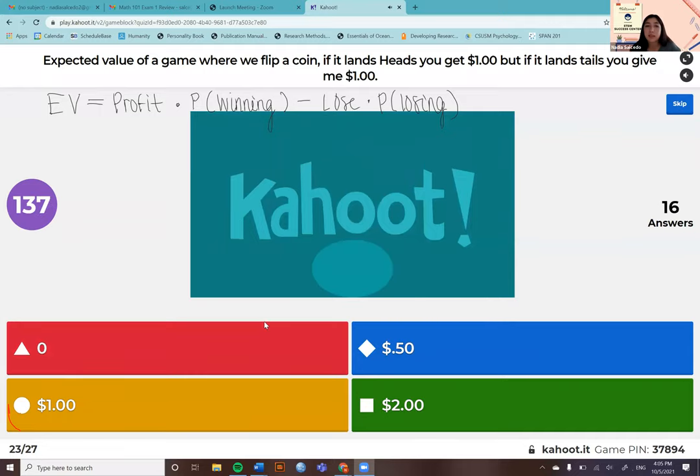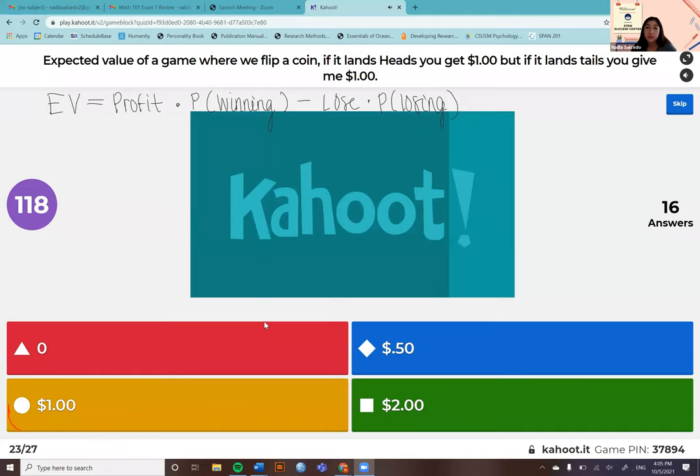So this problem is asking for the expected value, and I wrote out the formula, which is what you can use for this problem. But basically, it's asking, what's the expected value of this game? So what's the expected profit or loss of this game?